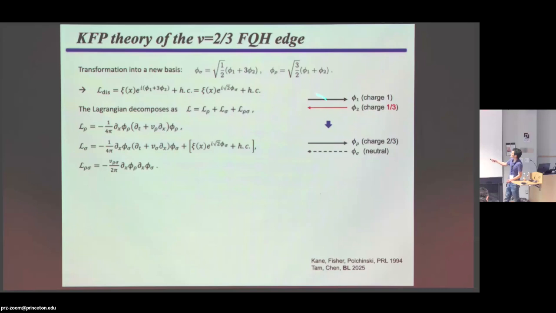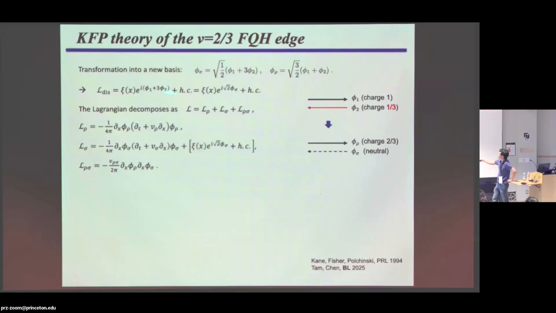So, okay. What the Kane-Fisher-Polchinski paper did is, first, it is more convenient to transform into a new basis. And this basis is basically the mode where you eventually flow into. This transformation is a transformation to phi prime, as I mentioned earlier, that diagonalizes the bosonic action. But it's actually a special choice which only diagonalizes the K matrix. Okay, so under this new basis, the choice of this basis is such that phi sigma is just the combination of phi 1 plus 3 phi 2.